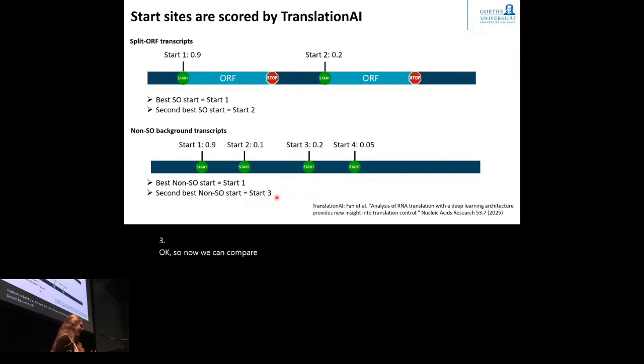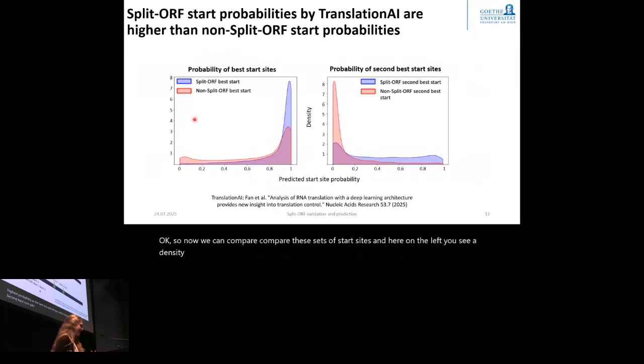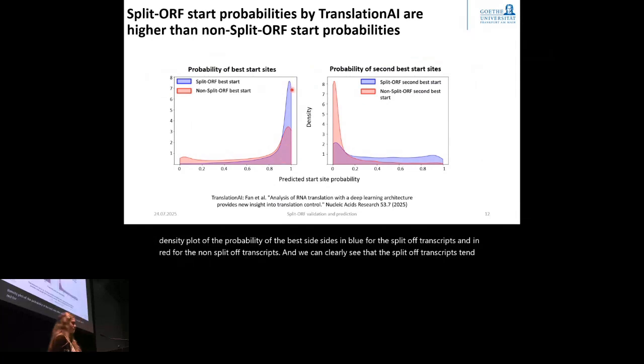Okay, so now we can compare these sets of start sites. Here on the left, you see a density plot of the probability of the best start sites, in blue for the split-ORF transcripts, and in red for the non-split-ORF transcripts. We can clearly see that the split-ORF transcripts tend to have higher probabilities for the best start sites. This is also significant. But what is even much more interesting are the second best start sites.